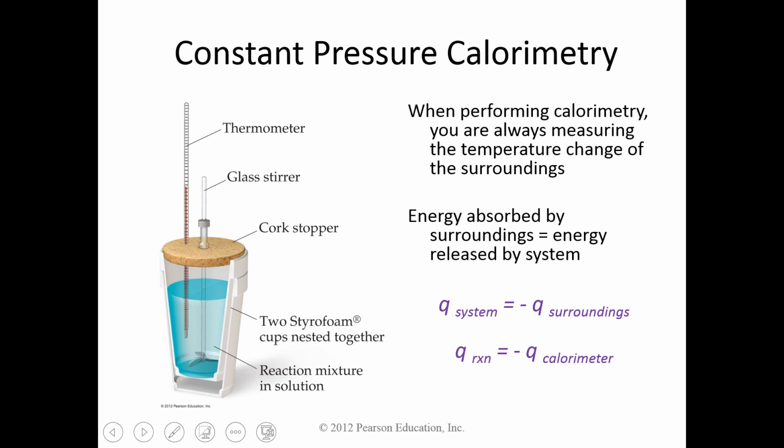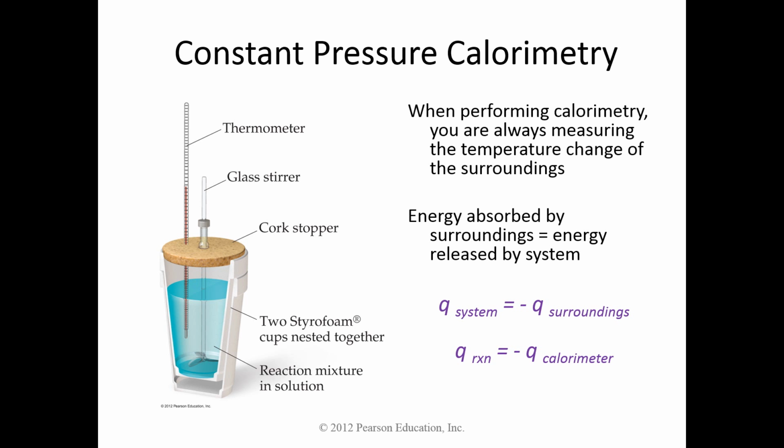When we're doing calorimetry, this is a way to figure out how much energy is transferred during a process by measuring the temperature change that occurs during the process. And we've got a picture here of what a calorimetry setup would look like. Typically, you've got maybe some styrofoam cups, you've got a thermometer or a temperature probe in there. You have some sort of stir to make sure the reaction is well mixed.